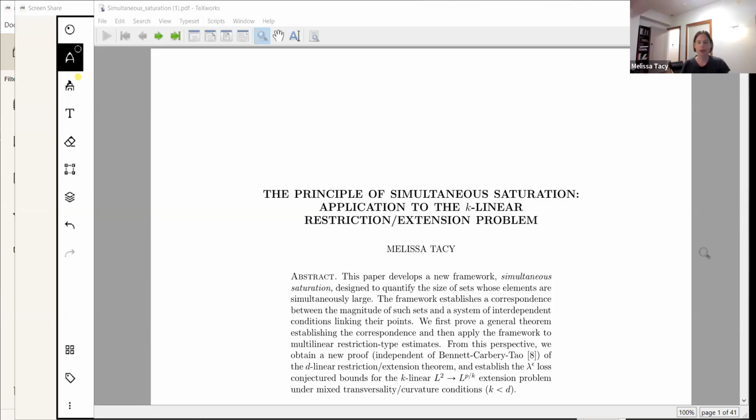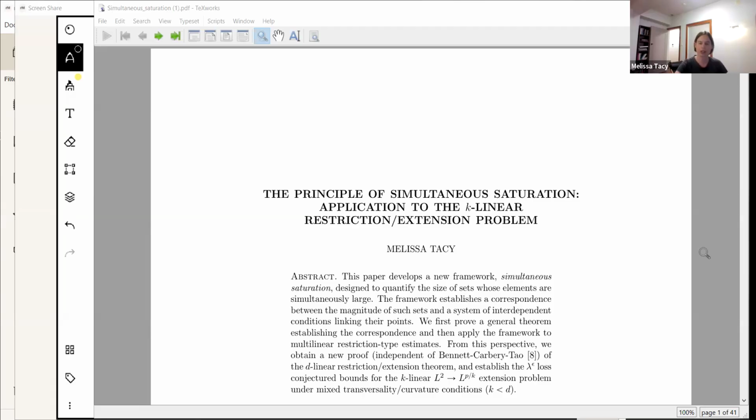I would see this paper as being more about the simultaneous saturation result, in the sense that it isn't so much that I wanted to do a K-linear restriction extension problem, and so I constructed this simultaneous saturation result to apply specifically to this application. Rather, I developed the simultaneous saturation because I wanted to look at a general principle, and this is an application that I'm using it for.